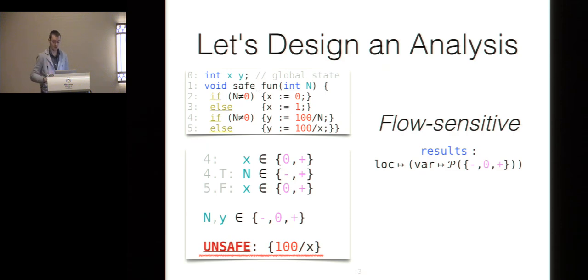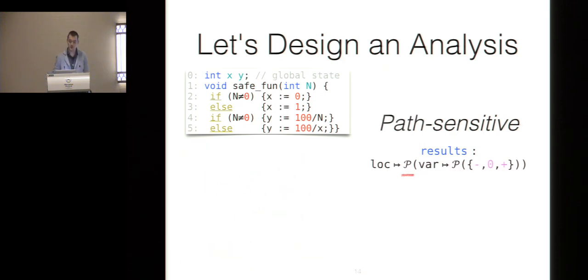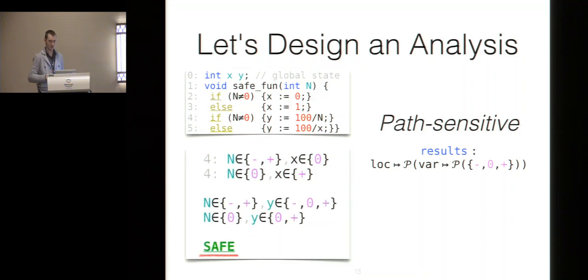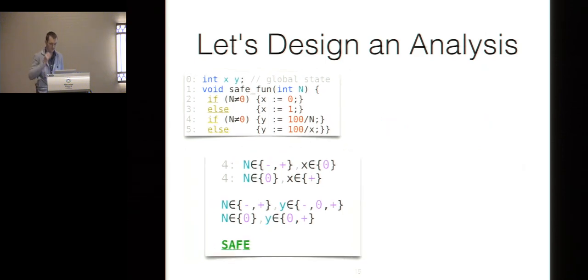So we can keep going even further. We can get more precision and less performance and move to a path-sensitive analysis. The way a path-sensitive analysis works is that you consider a set of results for every program location. So here there are two paths through the program considered at program location 4. One where n was non-zero and x is 0, and one where n is 0 and x is strictly positive, cannot be 0. And this analysis is able to verify both divisions of the program.